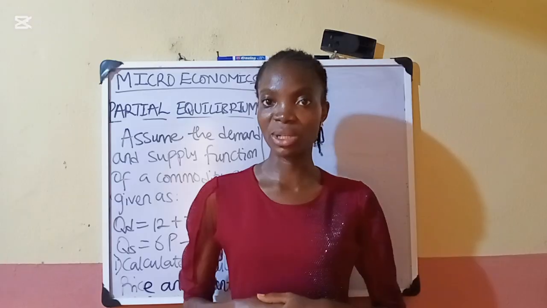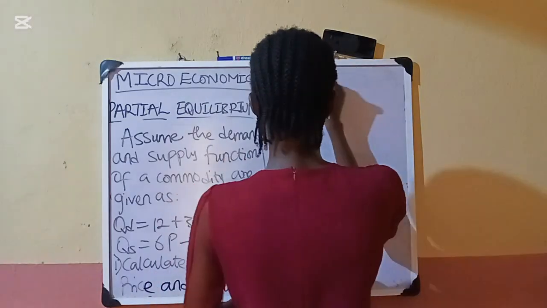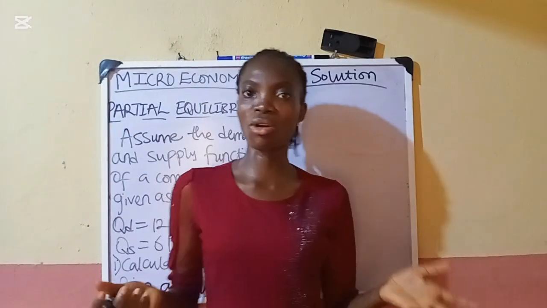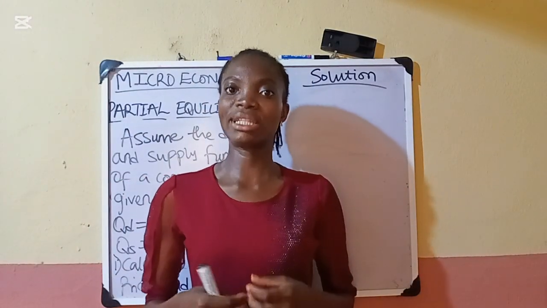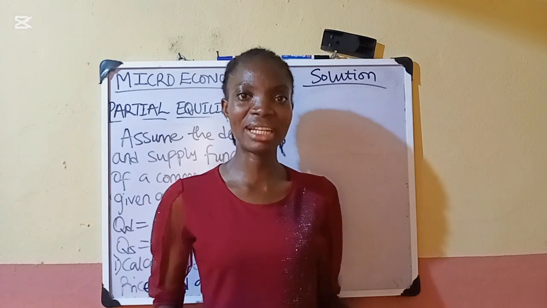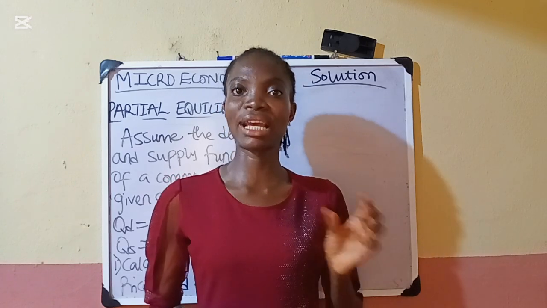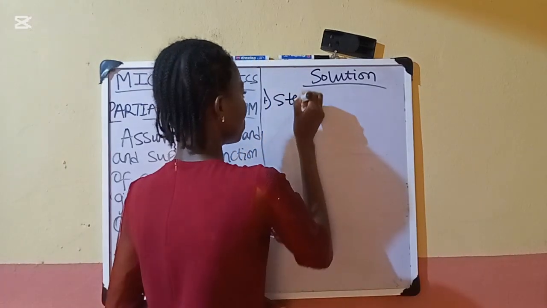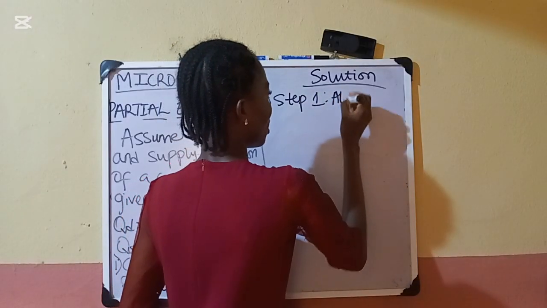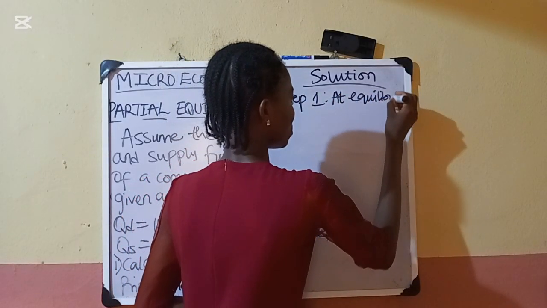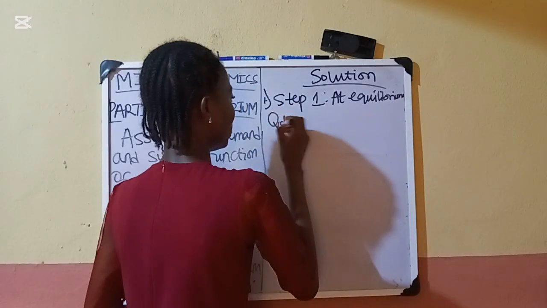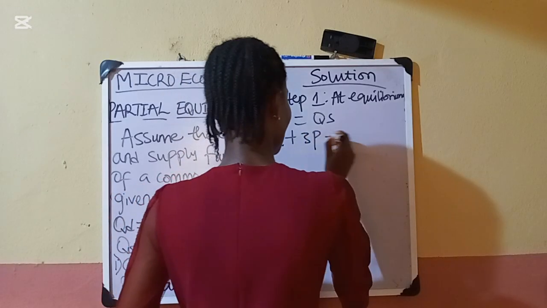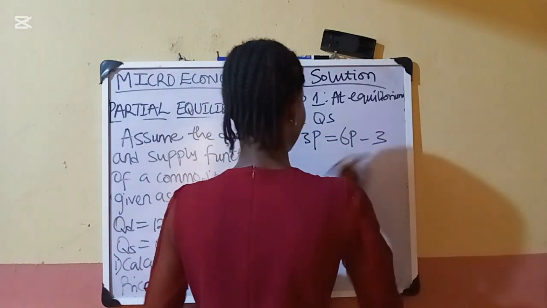Now, let's get into the solving part. Our solution is the first step. If you can recall when we talked about the concept of equilibrium, we said that equilibrium is the point where the quantity demanded equals the quantity supplied. So you set your quantity demanded to be equal to quantity supplied. So step 1, at equilibrium, quantity demanded equals quantity supplied. So when we set it, we have 12 plus 3p equals 6p minus 3.